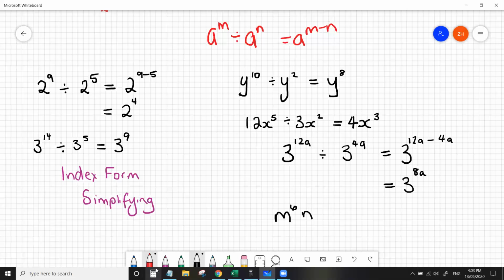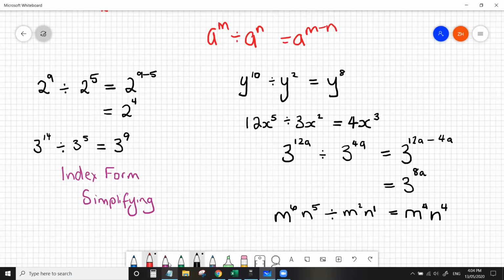m to the power of 6, n to the power of 5, divided by m squared n. In this case, we have two different pronumerals that we need to divide. So we'll start with the m's. We'll keep the same base, m to the power of 6 minus 2 gives 4. And then n to the power of 5 minus 1, because n, just a plain n, is like n to the power of 1. So that's going to subtract to make 4 as well. m to the power of 4, n to the power of 4.